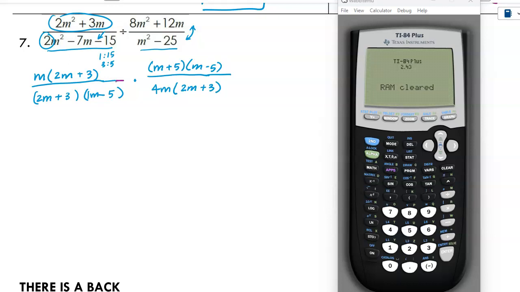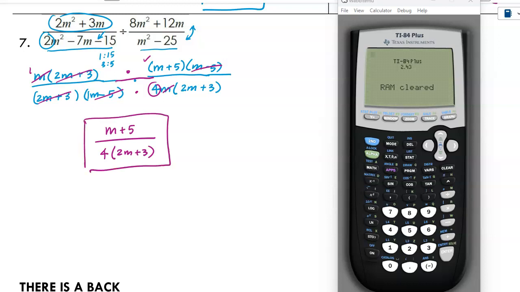Okay, let's make it into one big fraction. And since the numerator and the denominator are in completely factored form, we can start simplifying. m and m, 2m and 2m. And I like to just put a 1 to indicate m minus 5, m minus 5. So I end up with an m plus 5 in the numerator. I have a 4 and a 2m plus 3. There you go, guys. That's it. Good job.